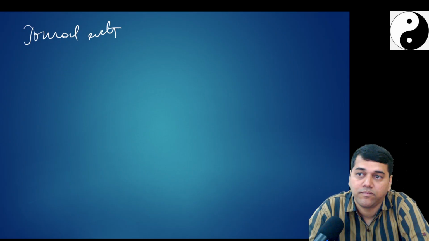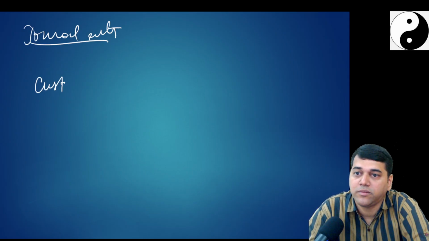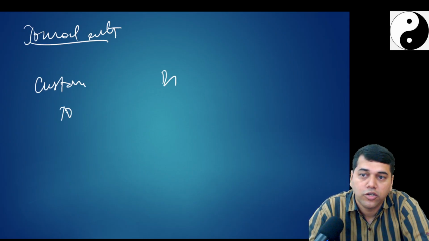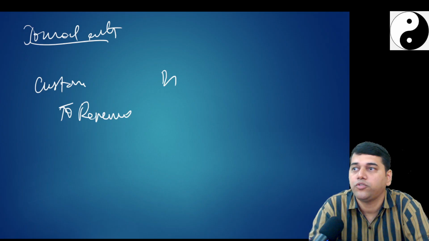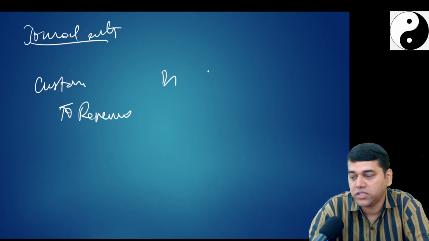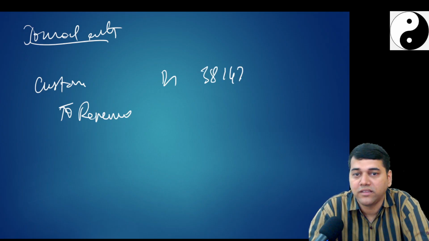Perfect. If this standard was not there, we'll pass the journal entry now, and then we'll understand. What is my first entry at the inception of the contract? Customer account debit to revenue. Why do you recognize revenue? Because you have fulfilled your obligation. How much? 38 lakh 14,700.